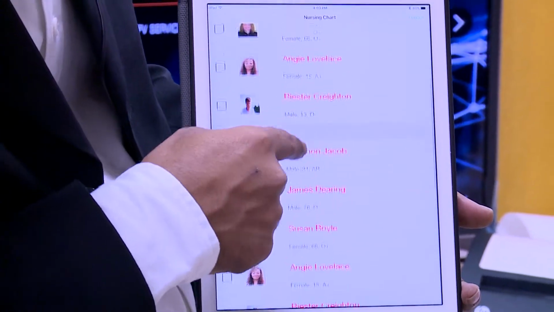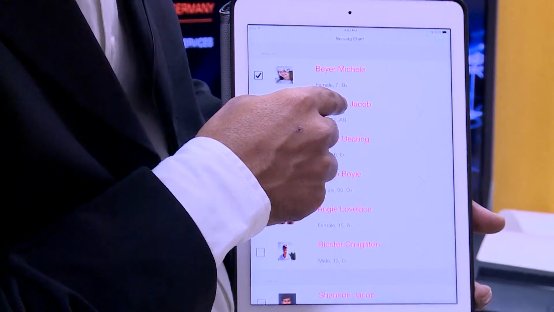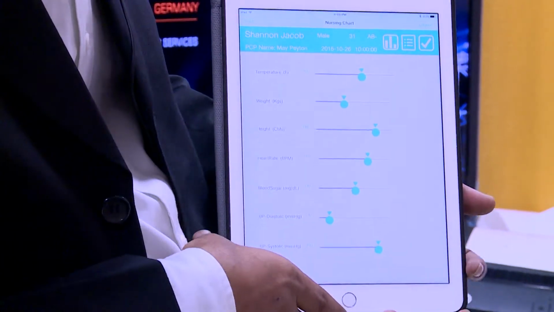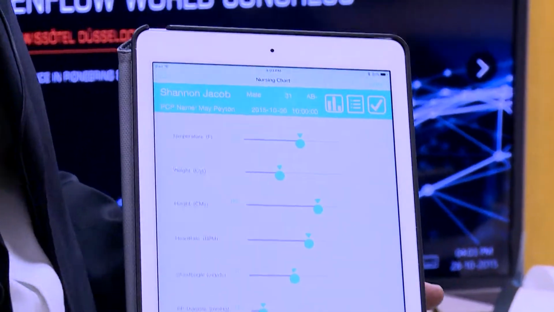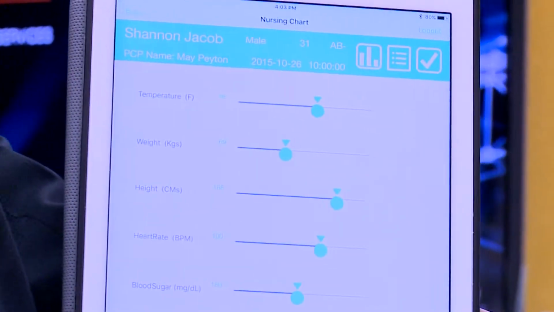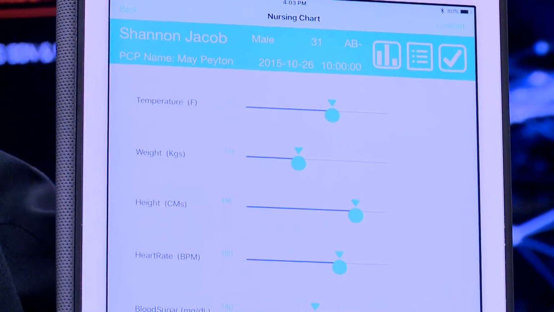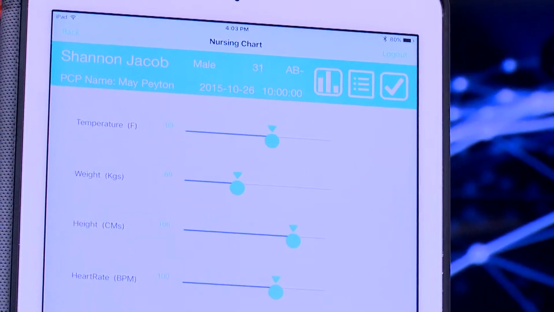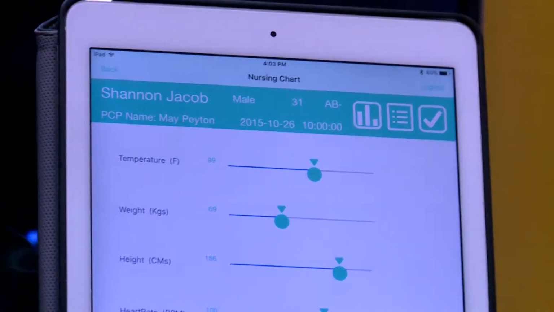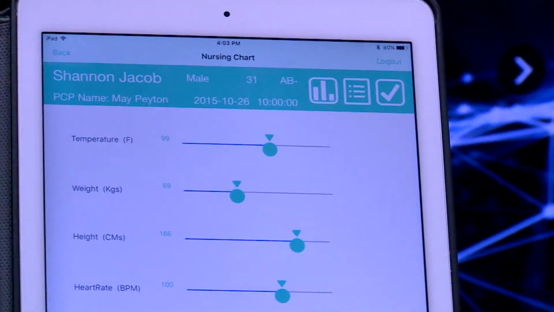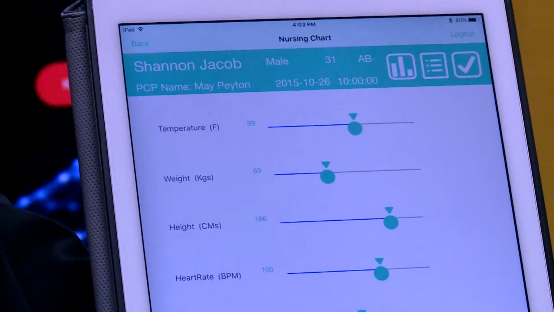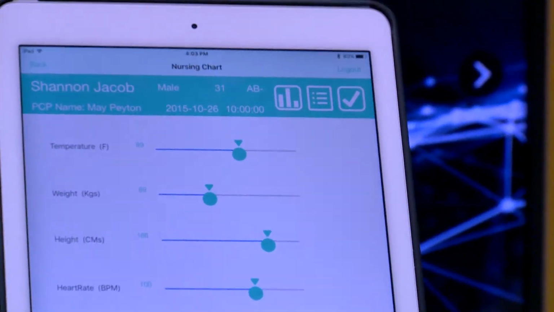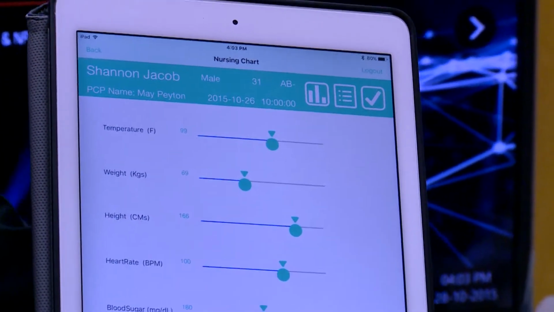So we'll go to one of the patients here and see what we can do. As a part of one of the major exercises for the nurses, they need to capture the vitals data. So the vitals data includes the temperature, taking the weight, the height, the heart rates, blood sugar level, the BPs.